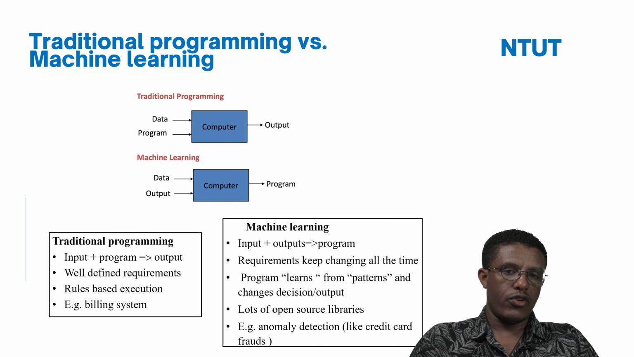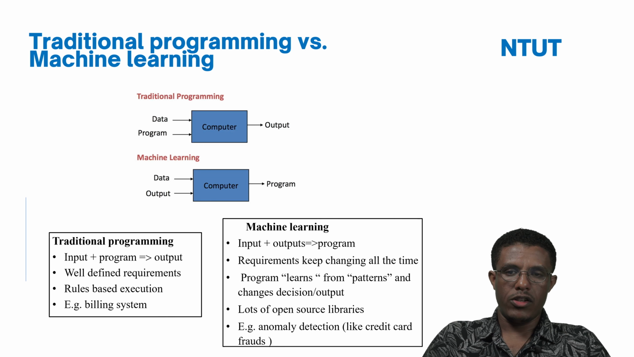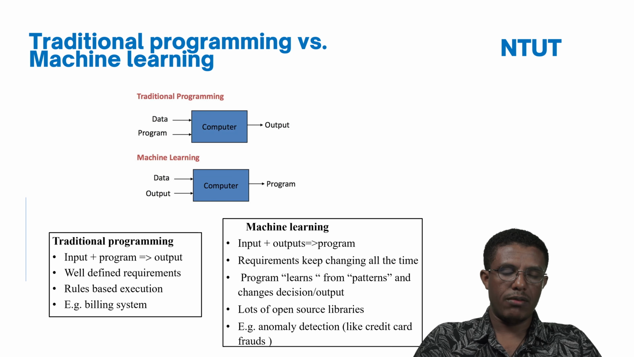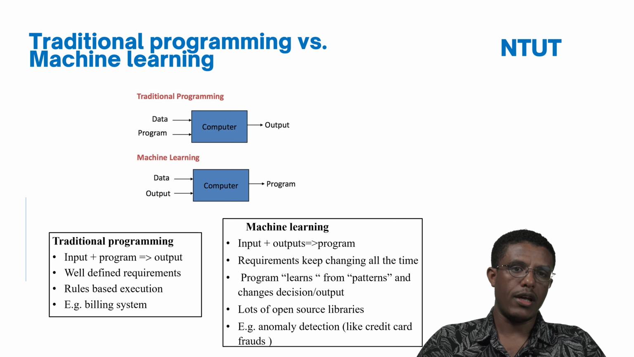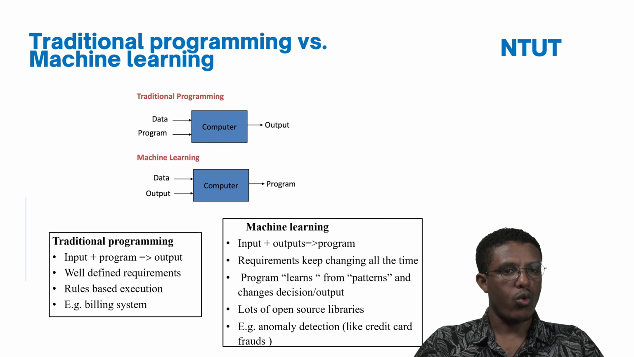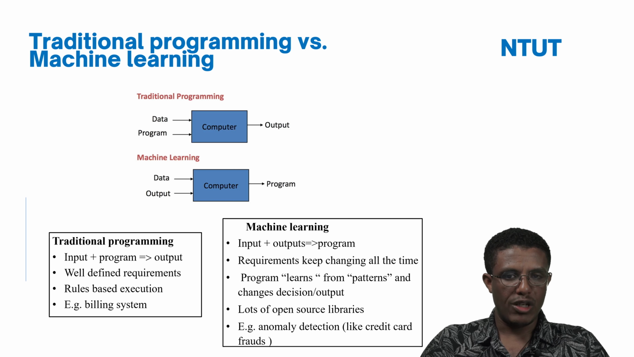In order to differentiate between traditional programming and machine learning, the basic difference is that in traditional programming, we have data and we program on that data, and finally we get output. So we need to manually type the code to get the outputs.